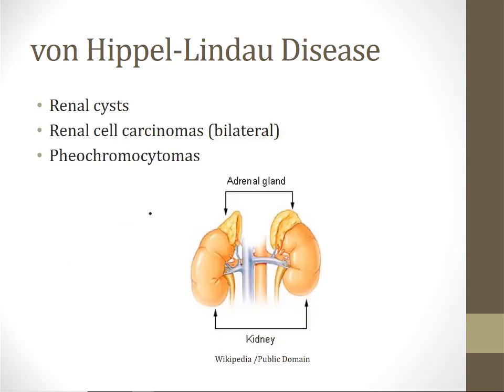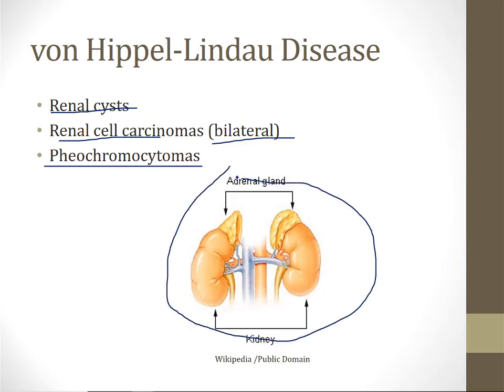In addition to hemangioblastomas, there are some other tumors that often develop in this disorder. First of all, renal cysts often occur. Many of these patients develop renal cell carcinomas. They are often bilateral because it's a genetic disease. And then finally, pheochromocytomas can also be seen in von Hippel-Lindau disease. And if you just remember that the adrenal glands and the kidneys are close together, it's an easy way to remember that kidney and adrenal tumors like pheochromocytomas occur in von Hippel-Lindau disease.